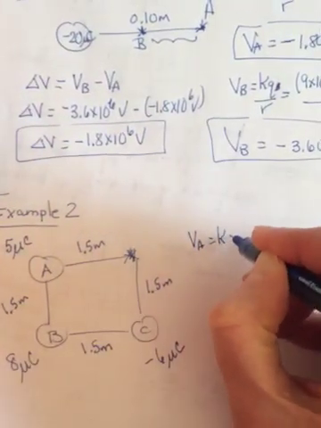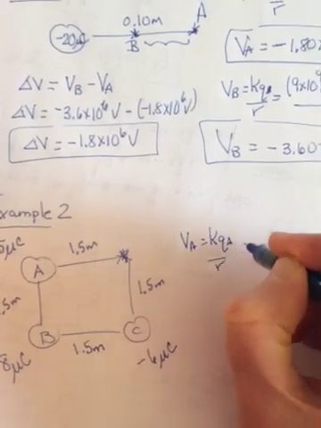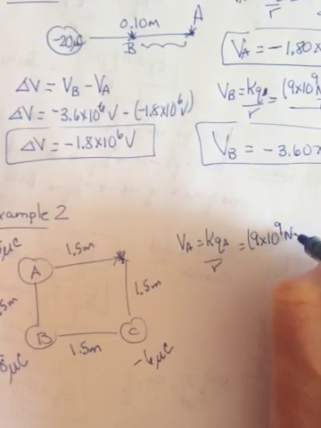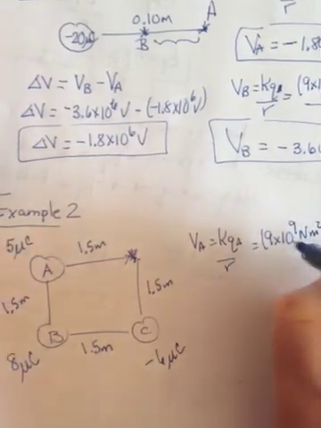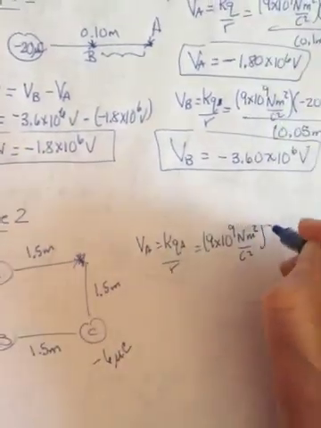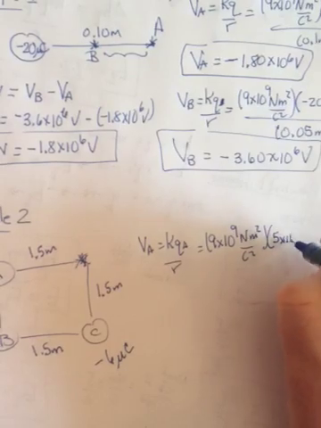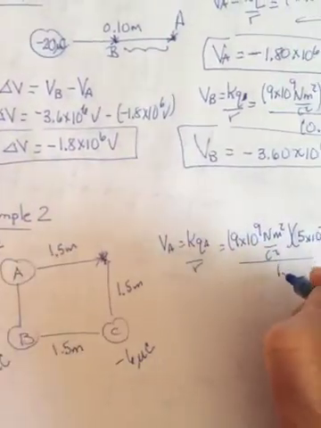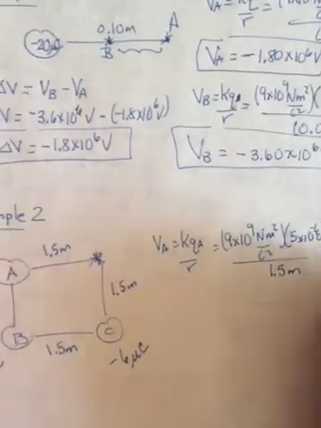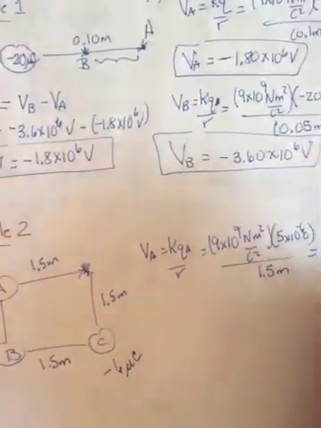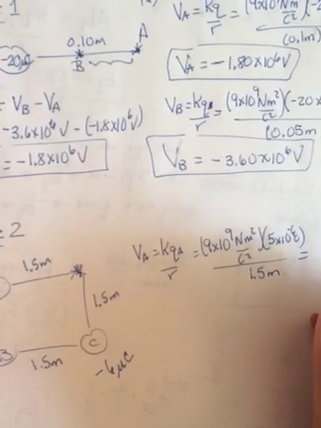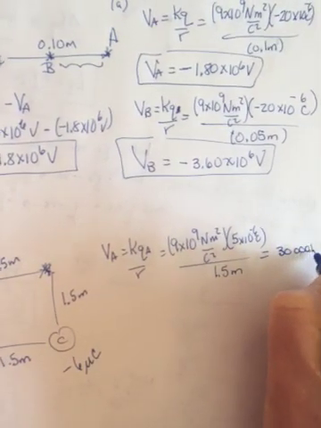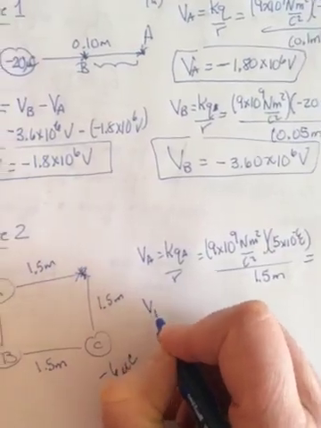Okay, so first step, you need to find VA. It's equal to KQA over R. So 9 times 10 to the 9th Newton meters squared per coulomb squared, 5 microcoulombs, 5 to the -6. And the R is 1.5 meters. Okay, and when you do this for A, you get 30,000 volts.